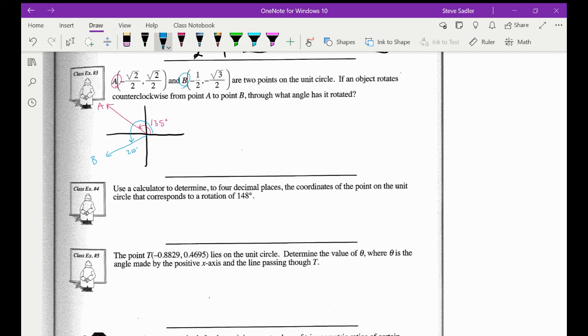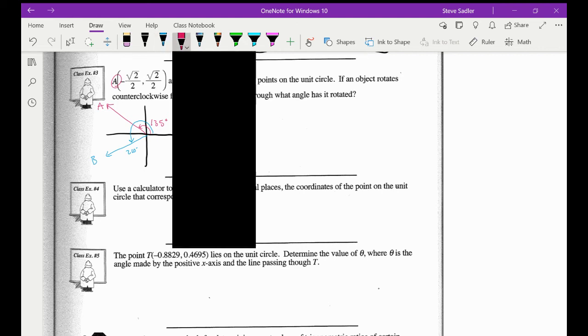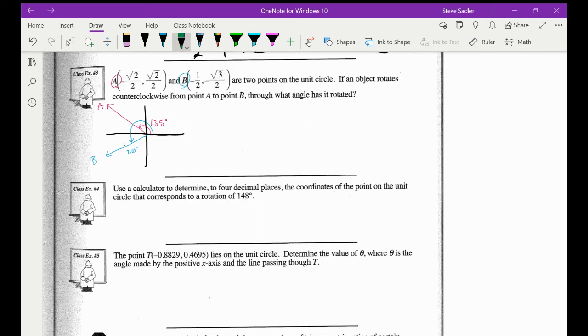210. So now we're looking for, if an object goes from B to A, how far has it gone? So we're going from here to here. So all we have to do is go, is it 240? Did I mess that up? It's 240. I lied. I misread my table. So now we're going from 240 to 135. So that means we've rotated a total of 105 degrees.